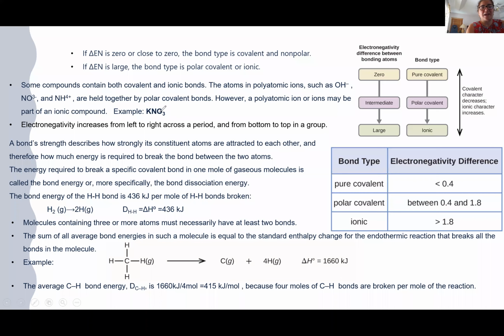Some compounds have polar bonds, ionic bonds, and covalent bonding. That's like KNO3: the bond between nitrogen and oxygen is covalent, but the bond between potassium and the nitrate ion is ionic. So just add that to what you had before.